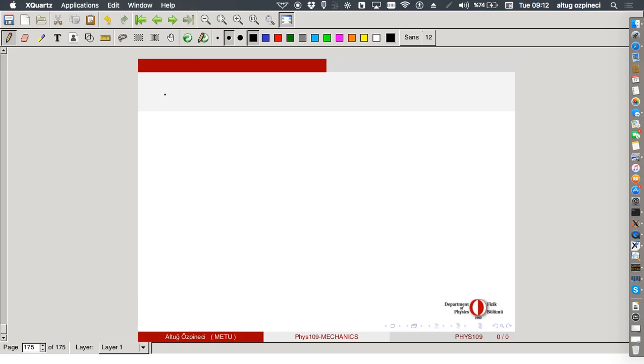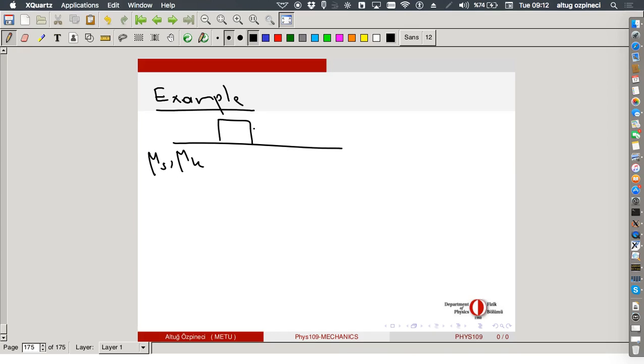Let's make an example. Suppose you have this mass. The coefficient of kinetic friction is mu k, and let's say of static friction is mu s. You take this mass, you move the distance L, and then back. What is the work done by friction?